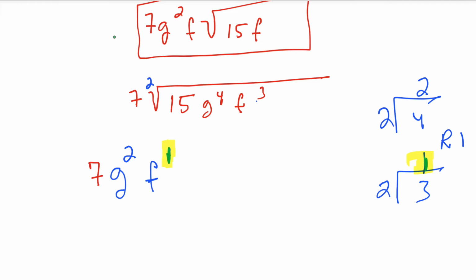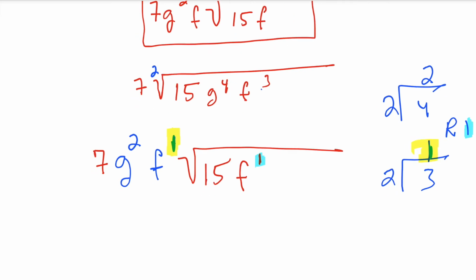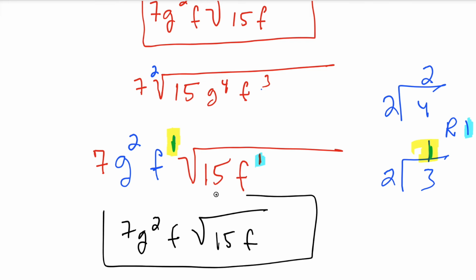Okay, inside the root, we have our 15 from before. This guy's completely gone because it came out, but this is the one with the remainder. So that remainder 1, that's right here, is what stays inside with the f. And that's that. Our g's are good. So we would write it without the invisible powers of 1. So it'd be 7g squared f root 15f. That's all you can do.